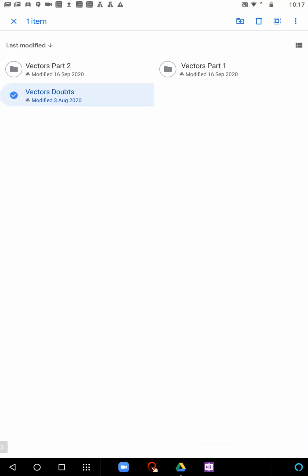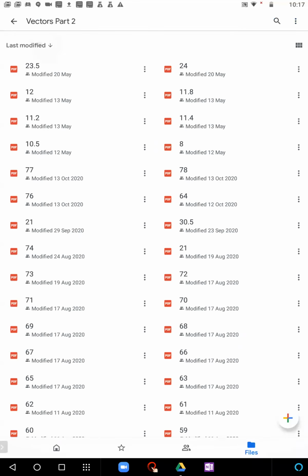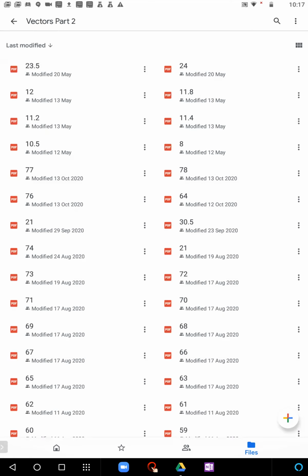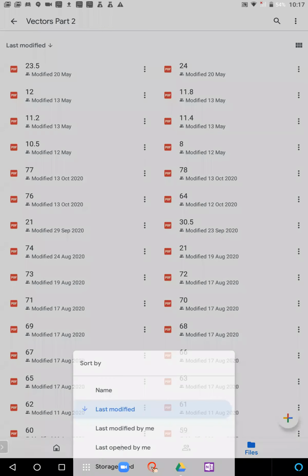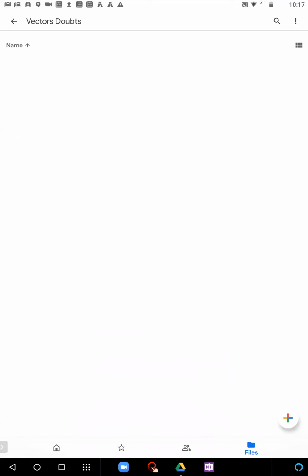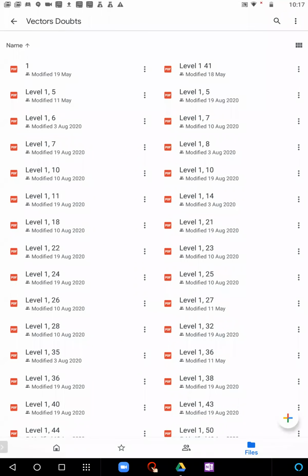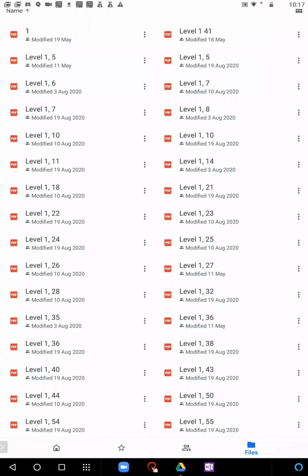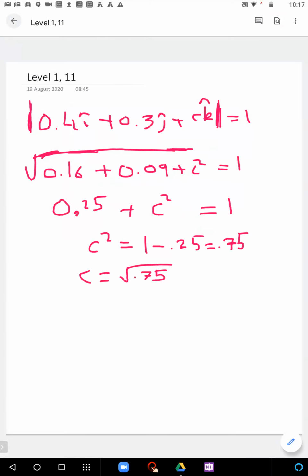So अच्छा, by the way, again one advice, ये last modified जो है ना ऊपर, click that and always sort it by name. We sort it by name, it's going to be in alphabetical order. Otherwise it'll look messy. It'll be in the order in which I teach in class. As for vectors doubts, all your doubts are here. Again, this is sorted by name. Fair enough. Okay, so that's 7. That's what we just did, and there's 11. Okay, वैसे ही सब कुछ uploaded है.